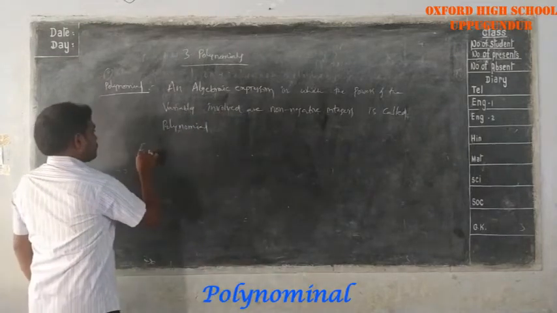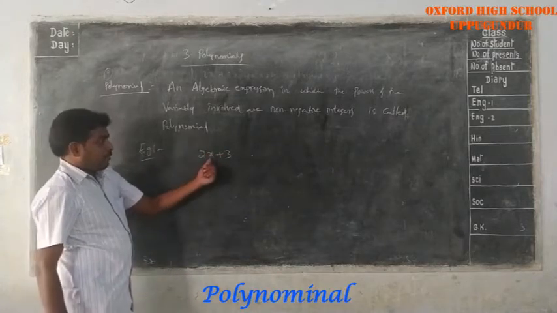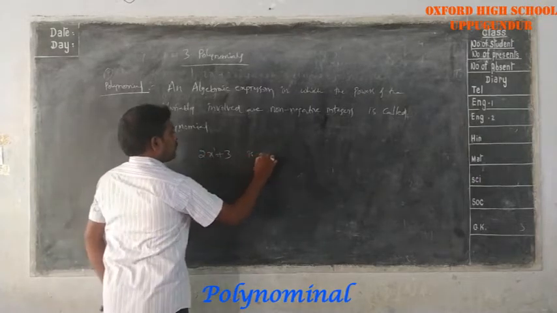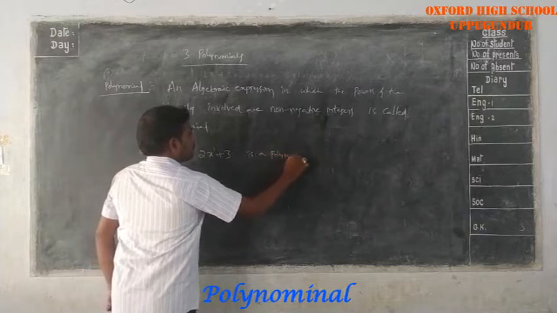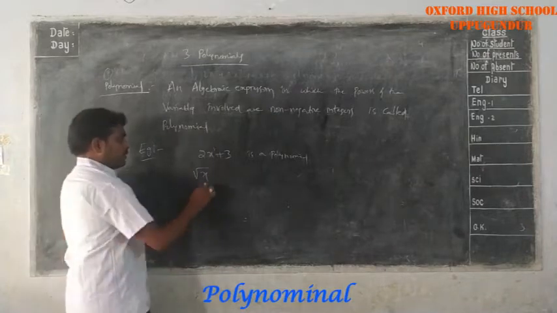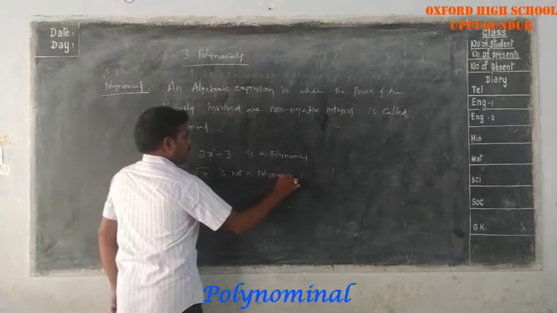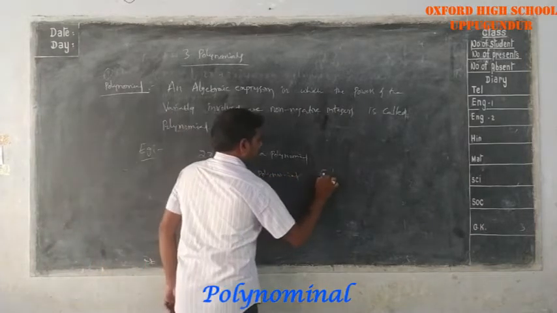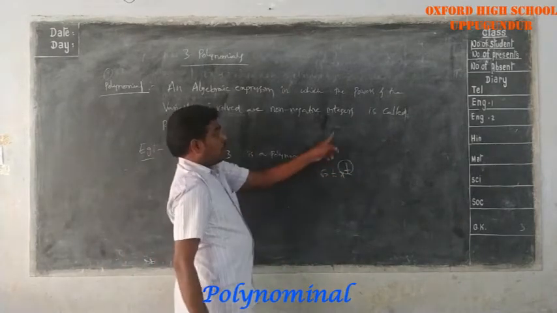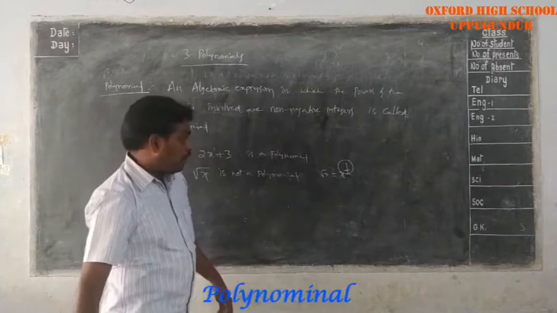For example, 2x plus 3. Here what is the power of the variable? For the variable there is no written power, which means the power is 1. So it is a polynomial. Root x is not a polynomial. Why? Because root x you can write as x power 1 by 2. Here the power of the variable is not an integer, it is a fraction. So that's why it is not a polynomial.